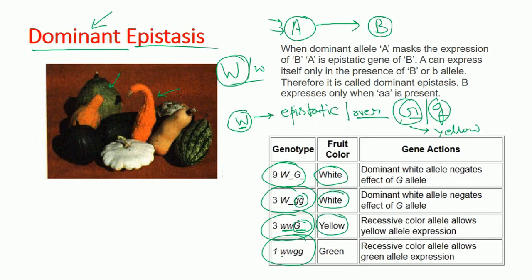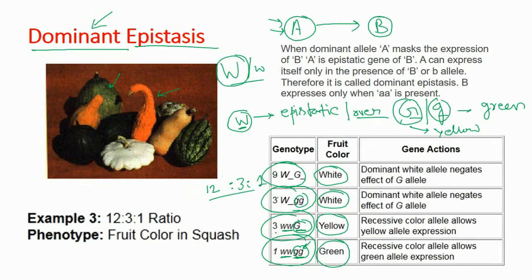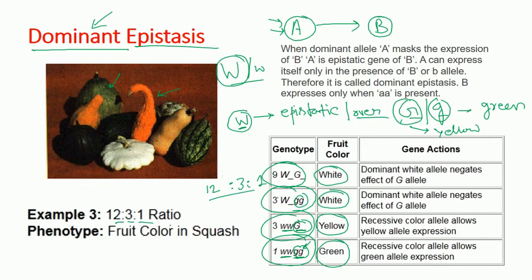One of them, small w, small g, so they don't have capital W, so no epistasis. Small w will not be epistatic. So small g is present, small g codes for green. So what color of the fruit will be? Green. So now if you look at this pedigree, and if you look at this chart, actually you will find the ratio change. Like white will be 9 plus 3, 12, yellow will be 3, and green will be 1. So the ratio will be 12:3:1. That is an example of dominant epistasis.